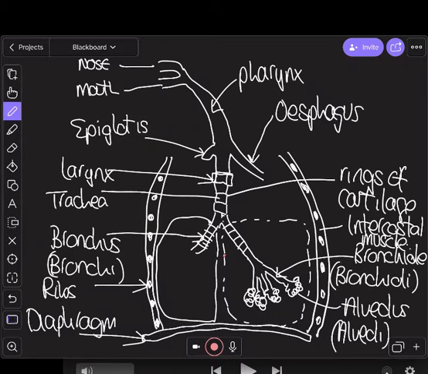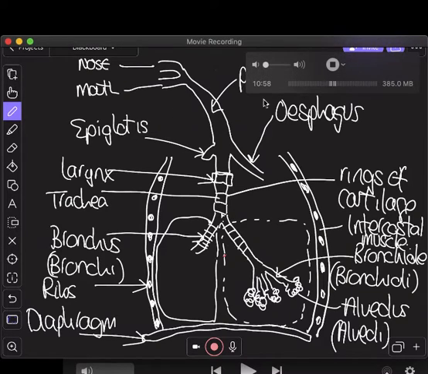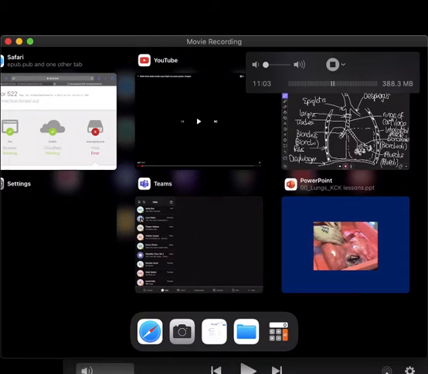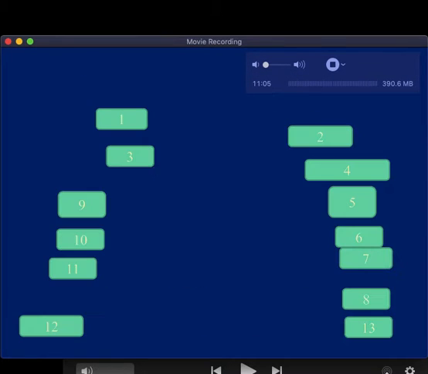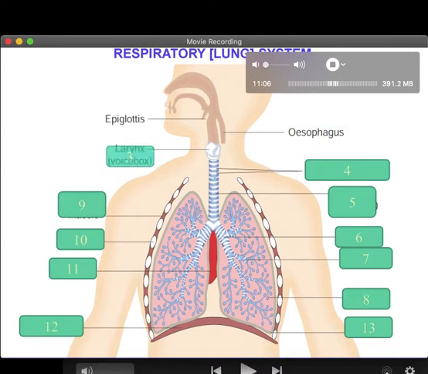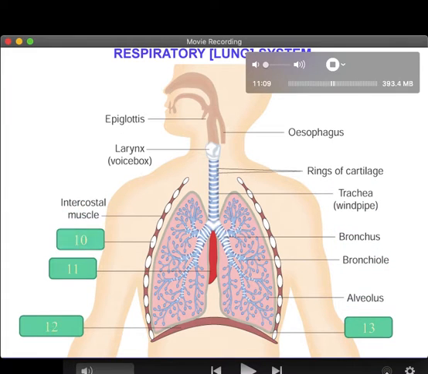So if you need to now finish your diagram, you pause here. Otherwise, we will go back to our diagram here. Now, this is what you've just drawn. This is the very posh version of it.